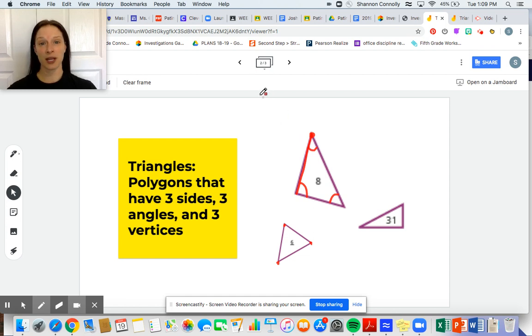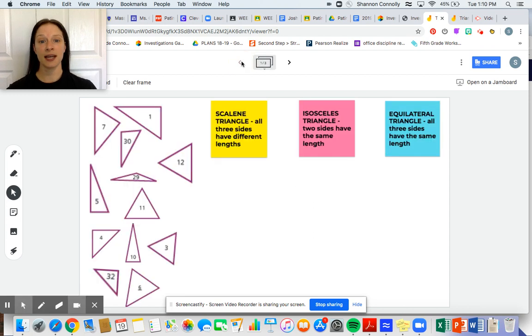So let's talk about ways to classify triangles. All right, the first way that we're going to classify triangles is by the length of the sides, okay? So the length of the sides, how long each side is, and here are the 3 different ways we're gonna do it. So eyes on the yellow, scalene, and I'm gonna read that word again, scalene. A scalene triangle is a triangle that has all 3 sides with different lengths. So there are no sides that are the same exact length, okay?